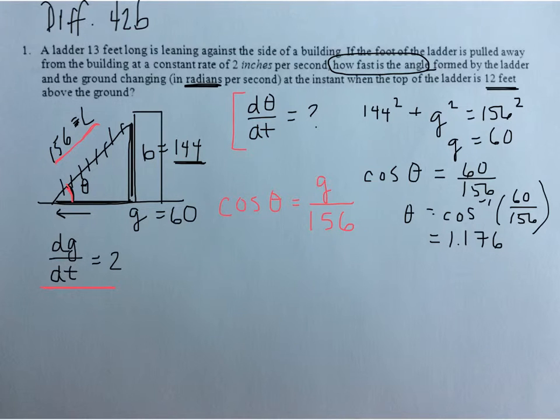Okay, so now I'm going to take the derivative. The derivative of cosine theta is negative sine theta d theta dt. Let's see, g over 156, that's the same as a coefficient of 1 over 156. So the coefficient stays, and the derivative of g is dg dt. So let's now substitute and solve.